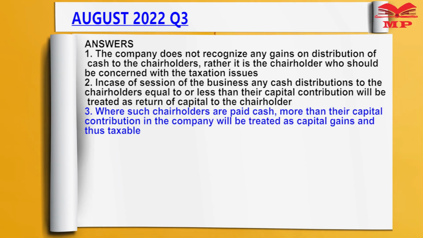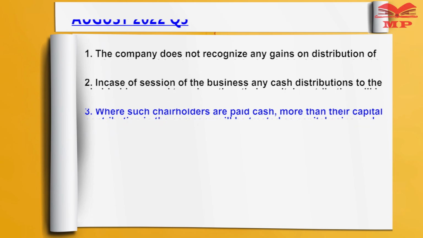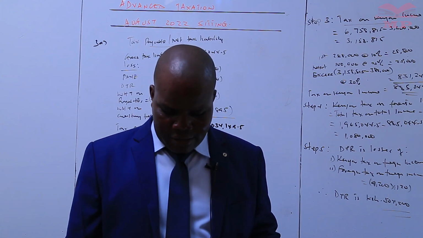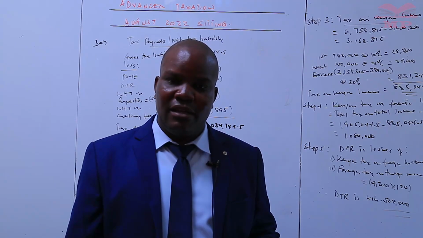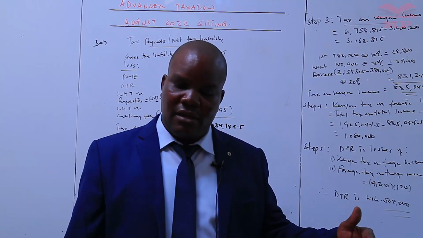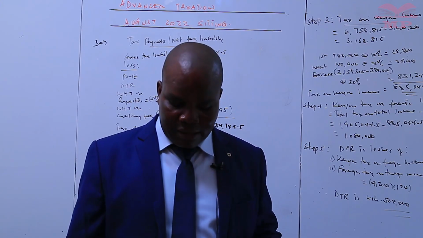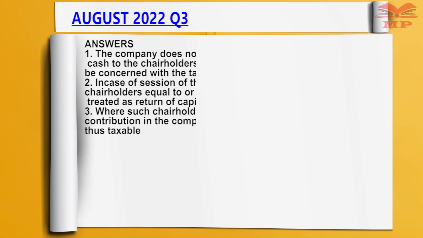Number three is this: where such shareholders are paid cash more than the amount of their investment or their capital contribution in the company, then anything in excess of such investment will be treated as capital gains, and such will attract capital gains tax at 5%, which will be final tax. So those are the tax implications in case a company pays shareholders in cash to forfeit their shares in cessation of business. I've talked of 3 key points.